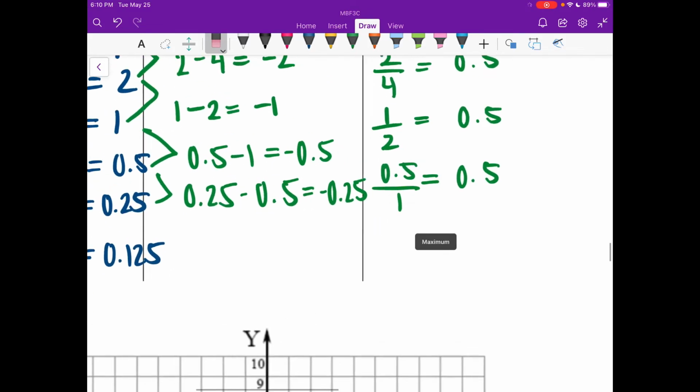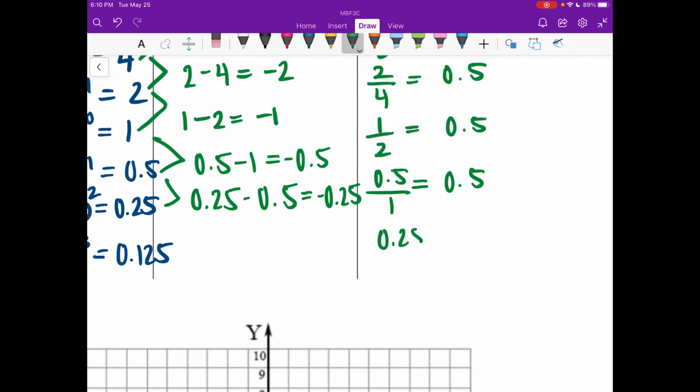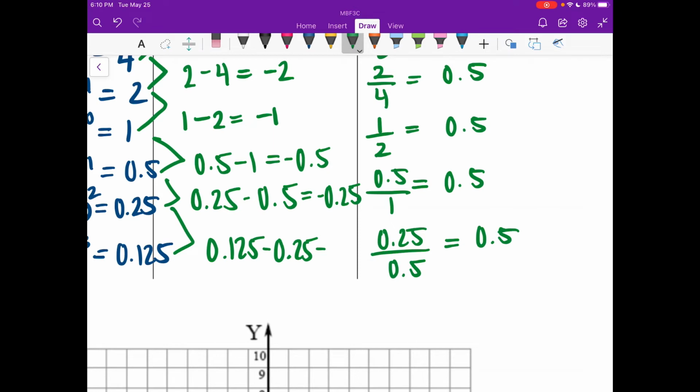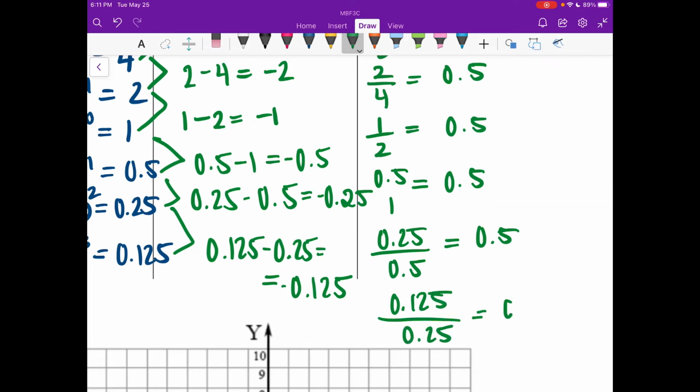So 0.25 divided by 0.5 is going to give me 0.5. And then we have 0.125 minus 0.25, which is going to be negative 0.125. Sorry, I'm losing it. Whereas if you do 0.125 divided by 0.25, it's going to be 0.5.